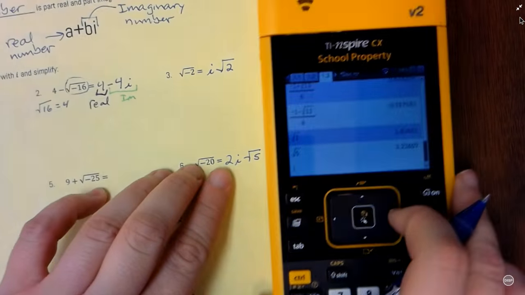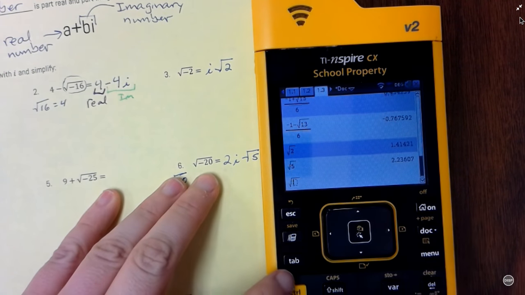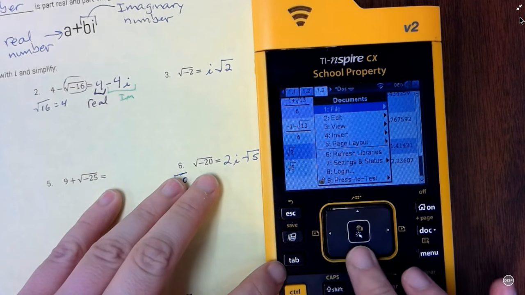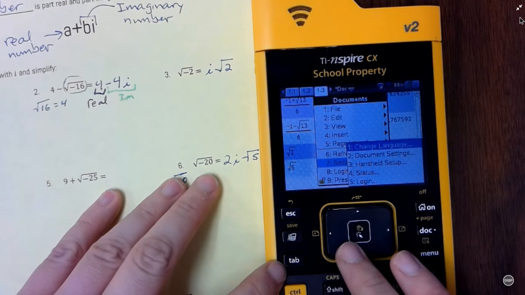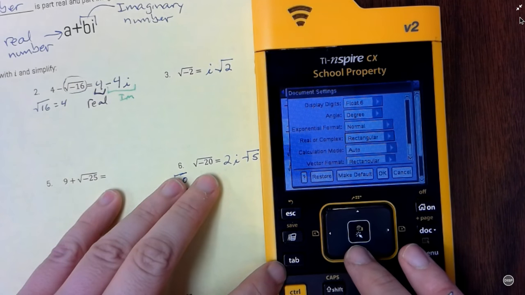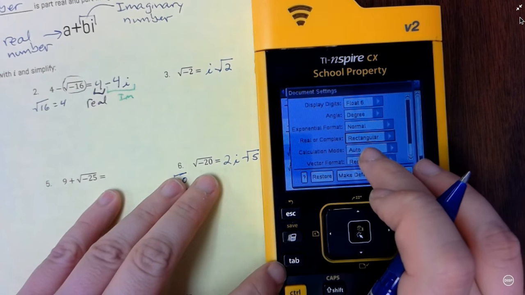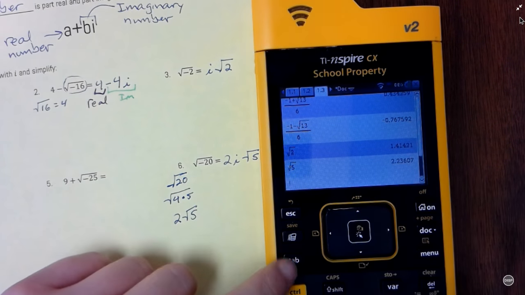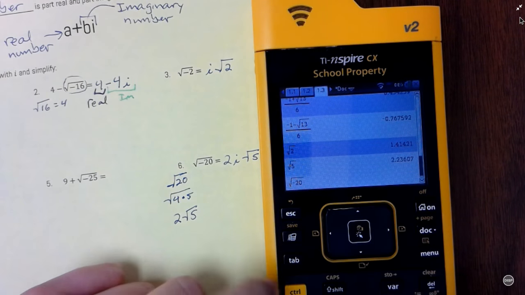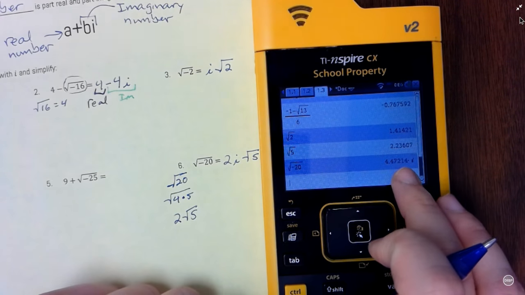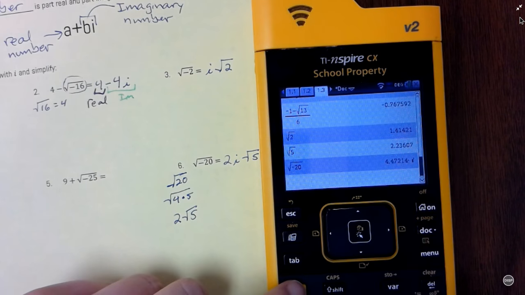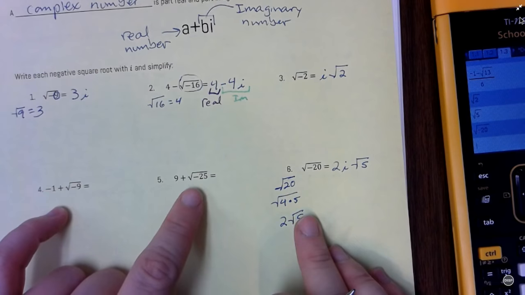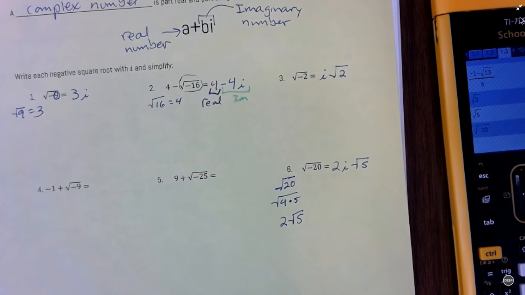Now, if you wanted, you could put this in your calculator, assuming you have changed the mode. In fact, let me show you again how to do that. Document settings, and make sure that where it says real or complex, it says rectangular, and choose make default. All right, so square root of negative 20, and it will give you a decimal approximation. Cool. All right, go ahead and try those, and then come back to check.